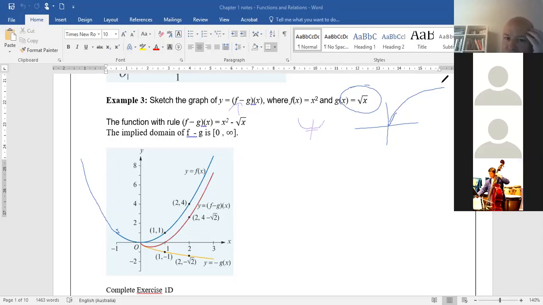Okay, but we want to subtract. So when we sketch this one, and we're subtracting this g, instead of sketching it like that, we can sketch it underneath. So that is the g of x negative the square root of x. This one here is the g of x, which is positive the square root of x. Any questions there?